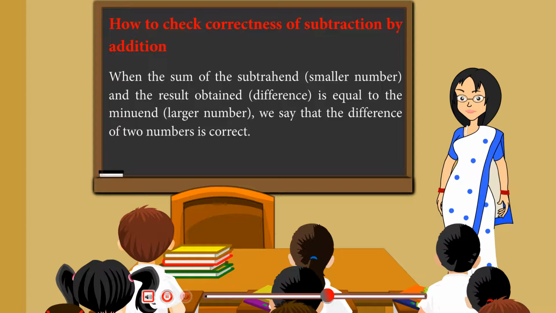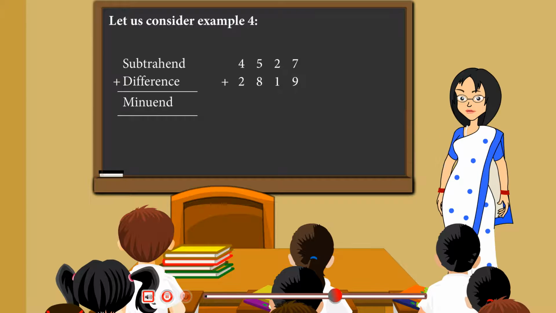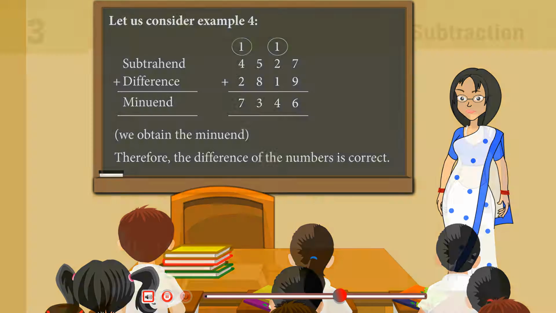How to check correctness of subtraction by addition? When the sum of the subtrahend, smaller number, and the result obtained, difference, is equal to the minuend, larger number, we say that the difference of two numbers is correct. Let us consider example 4. Subtrahend plus difference is equal to minuend. 4,527 plus 2,819 is equal to 7,346. We obtain the minuend. Therefore, the difference of the numbers is correct.